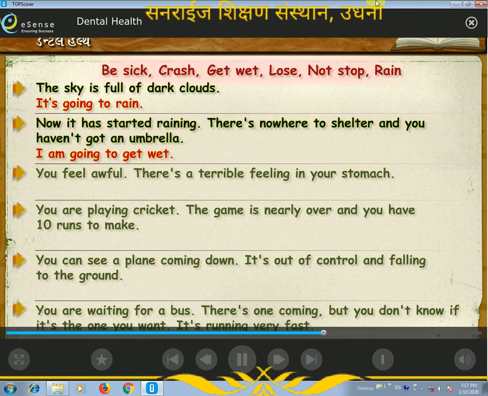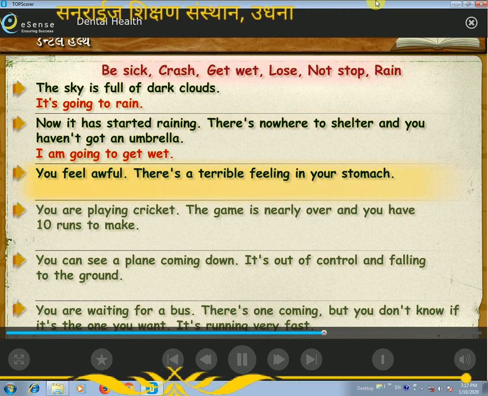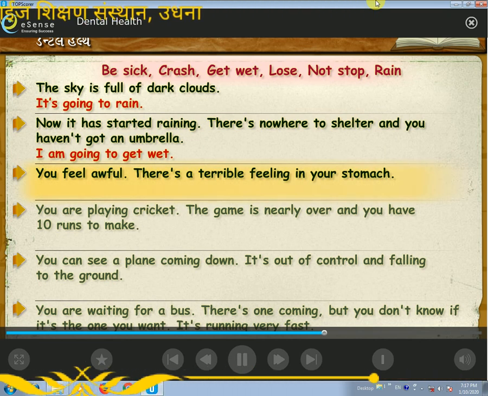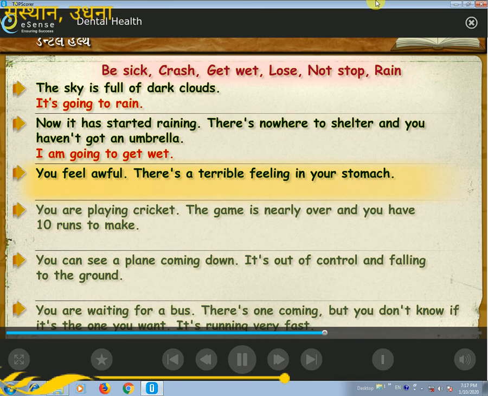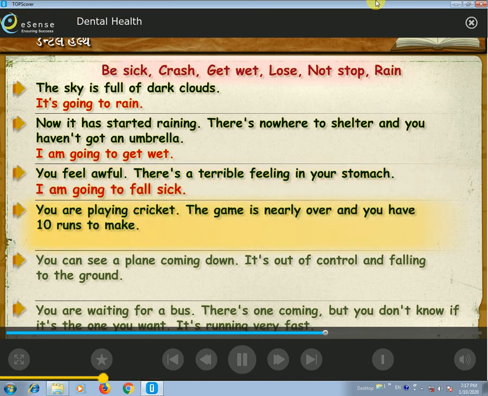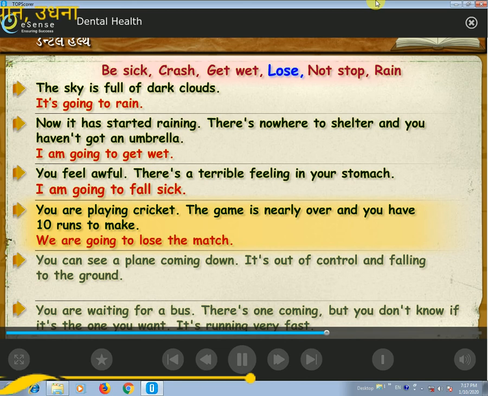You are playing cricket. The game is nearly over, and you have 10 runs to make. We are going to lose the match. You can see a plane coming down. It's out of control and falling to the ground. The plane is going to crash.